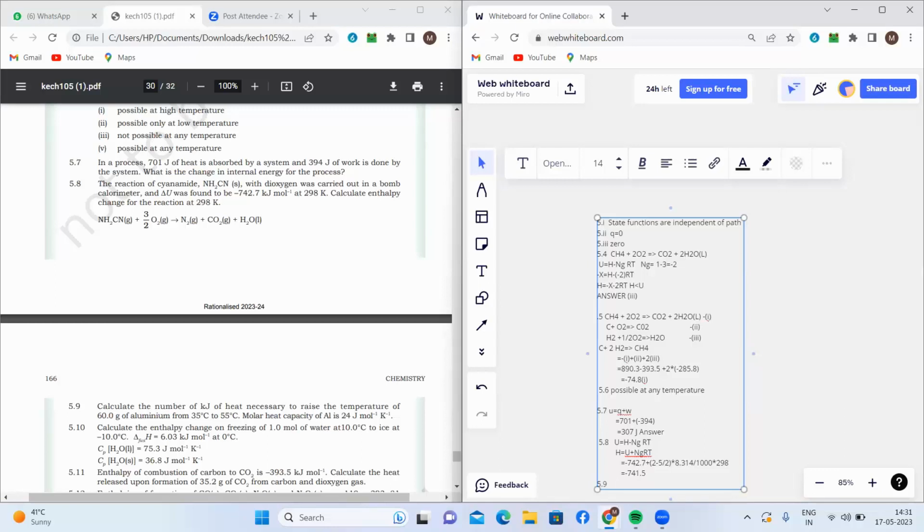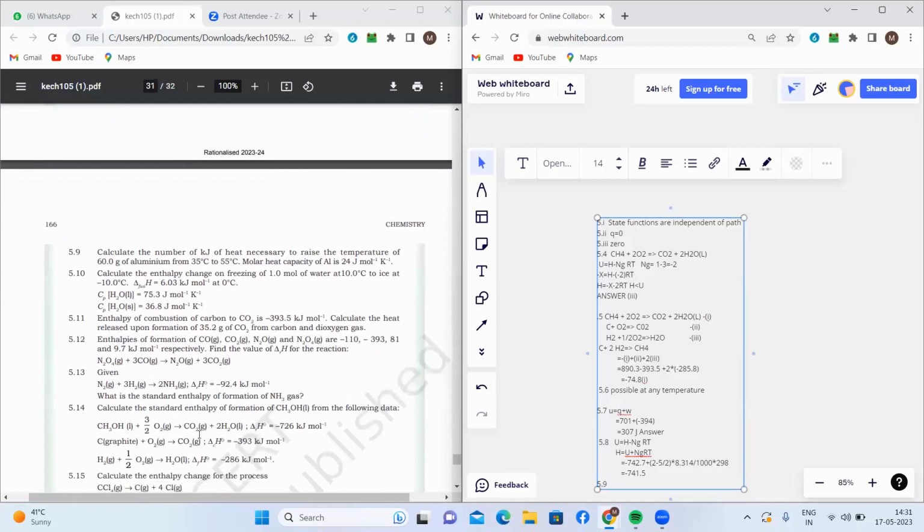5.9. So here we have been given: calculate the number of kilojoules of heat necessary to raise the temperature of 60 gram of aluminium from 35 degrees Celsius to 55 degrees Celsius, and we have been given the molar heat capacity of aluminium. Okay, so what we do in this question, let's calculate. We know that the molar mass of aluminium is 27 gram.